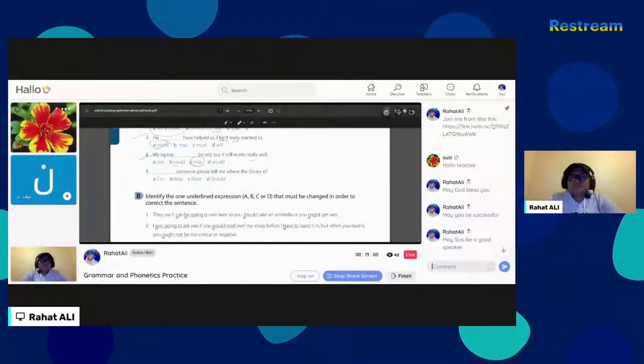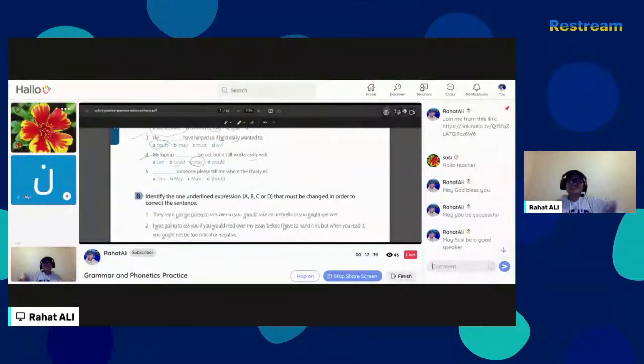The answer is E. A: Can someone please tell me where the library is? Certainly, I can tell you, it is just around the corner. If you start walking for 5 minutes, you'll find a traffic light and the house is after the traffic light on the left hand side. Did you get the answer?